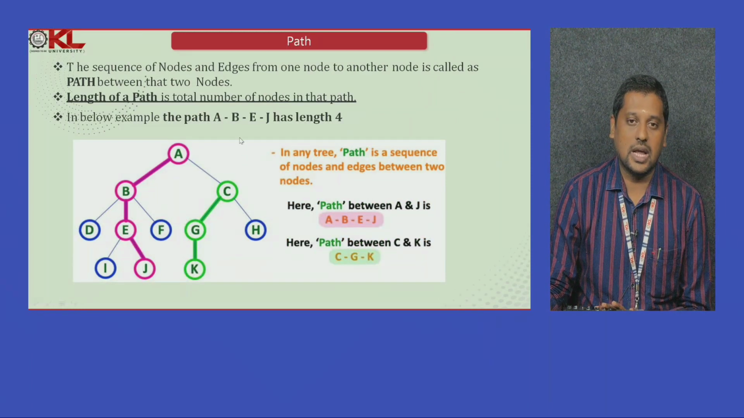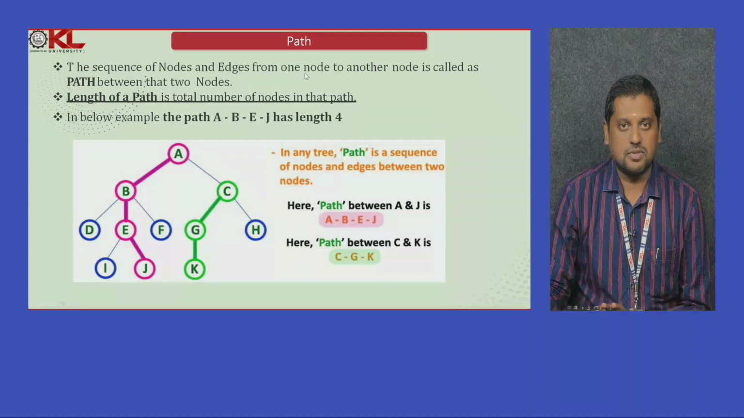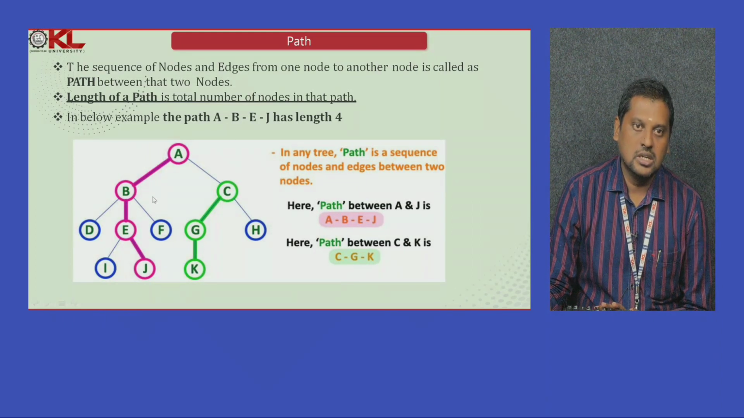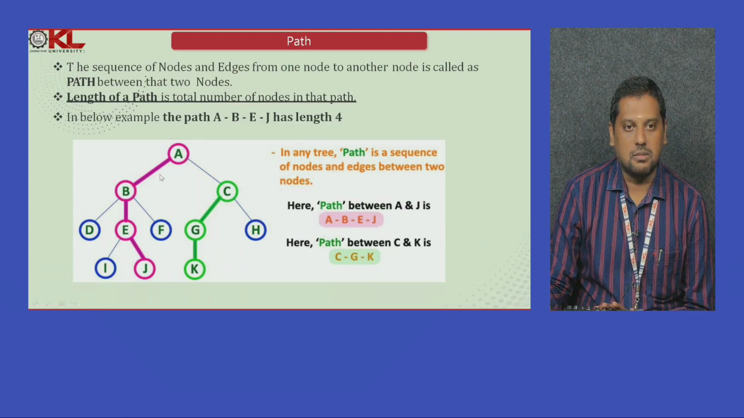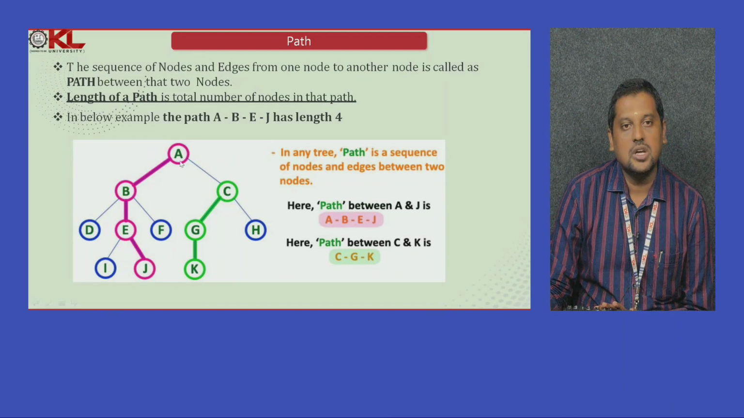Next, we have to calculate the path. The sequence of nodes and edges from one node to another node is called the path between those two nodes. The length of a path is the total number of nodes in that path. In the example below, say I need to know the path from a to j. The path between a and j is that we have to visit all the nodes, that is, from A to B, B to E and E to J.